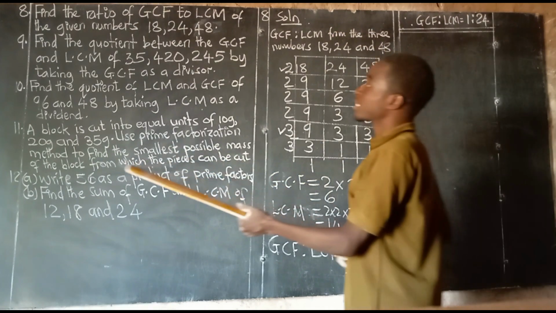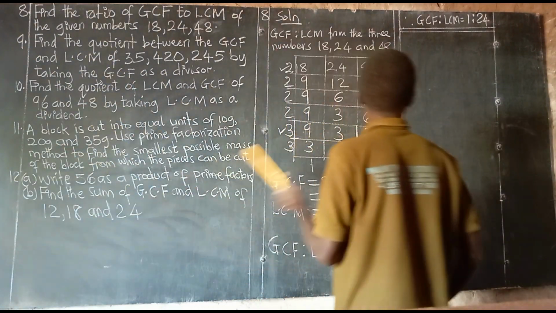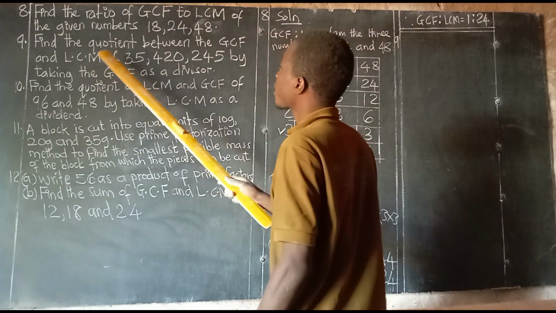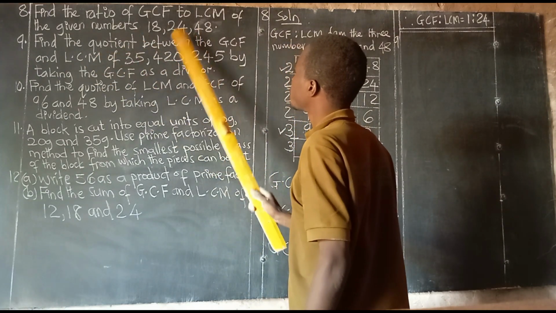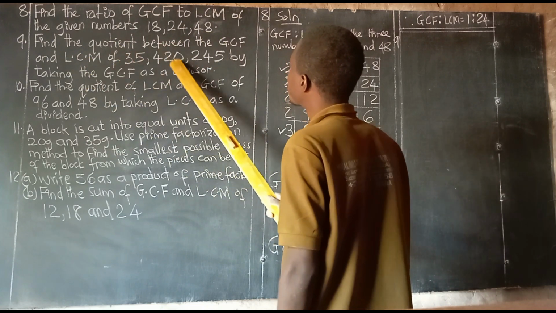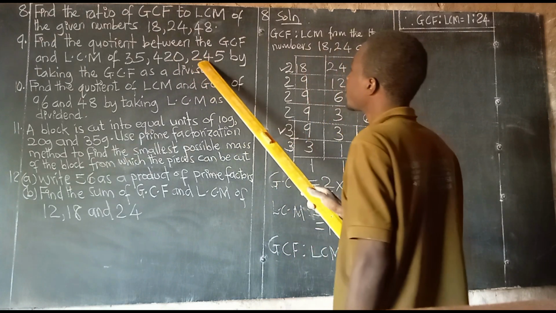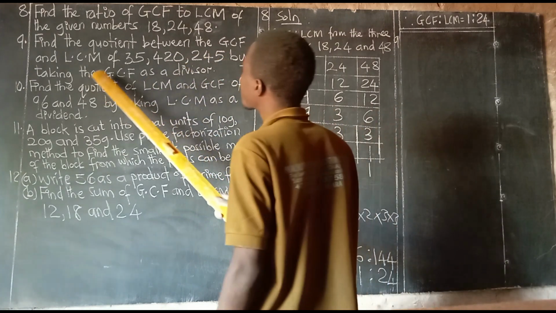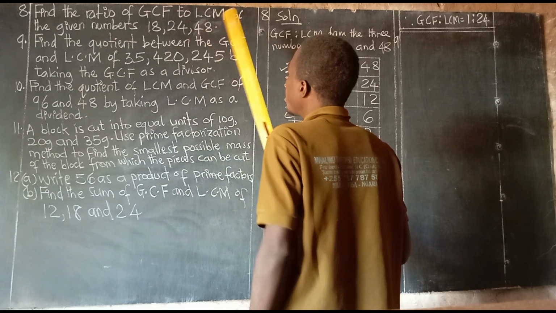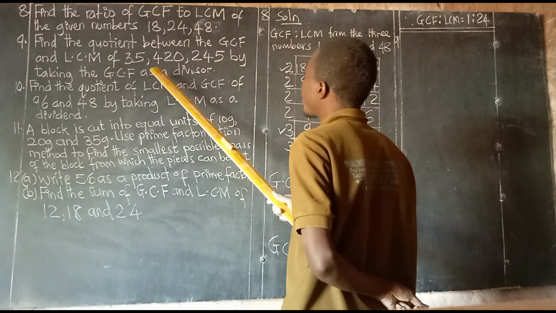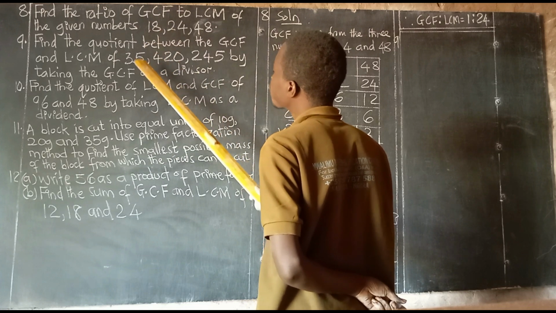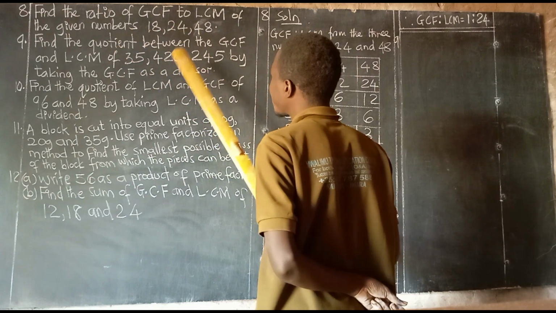Now let us see the solution for question number 9. Question number 9 states: find the quotient between the GCF and the LCM of 35, 420, and 245 by taking the GCF as a divisor. Now you can see, first of all, it asks you to find the GCF and LCM. After getting them, you have to obtain the quotient by taking the GCF as a divisor.